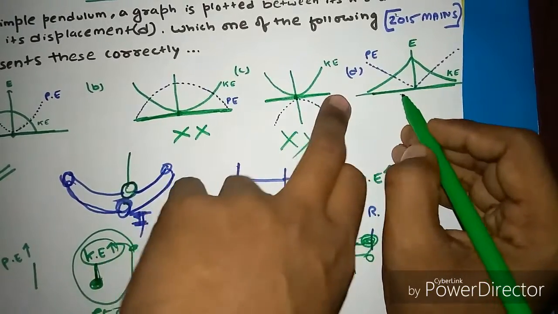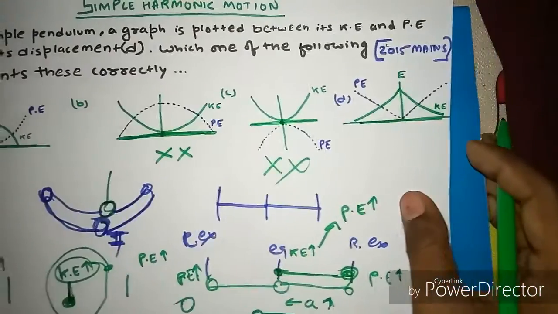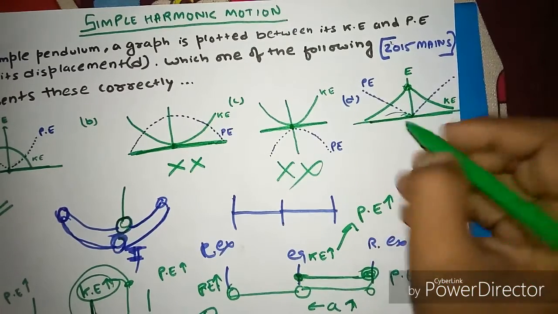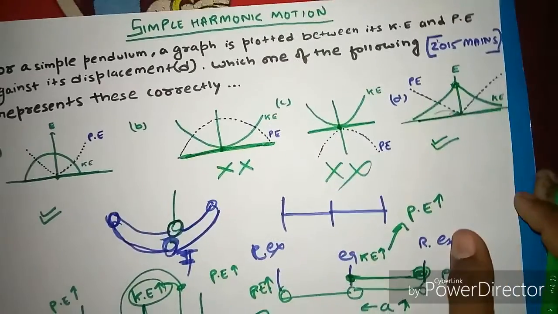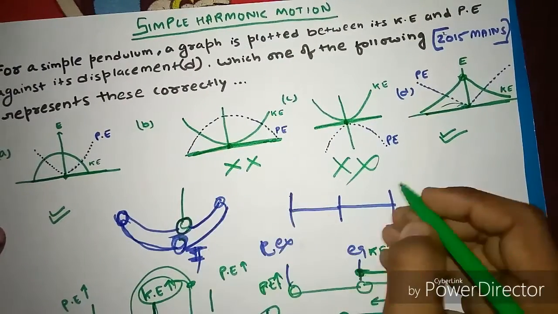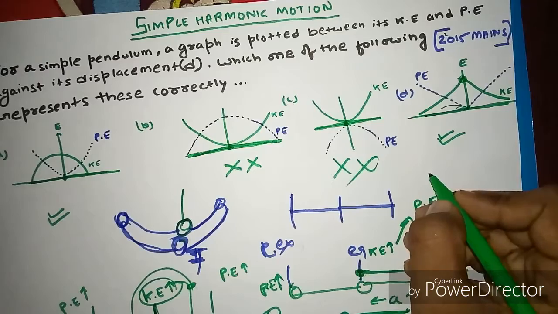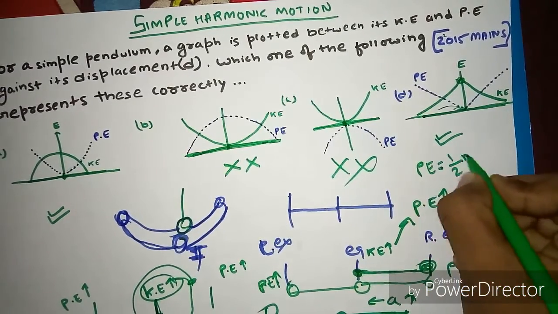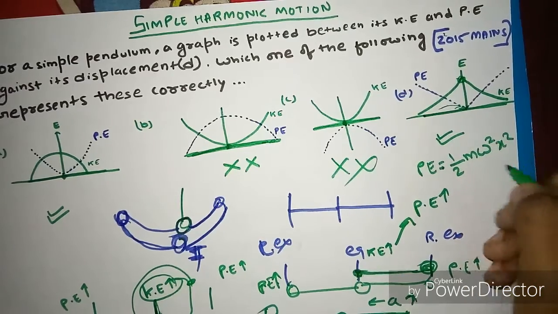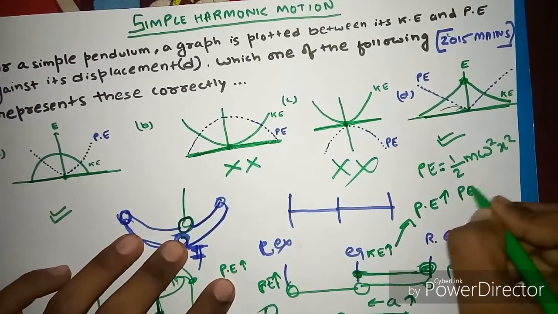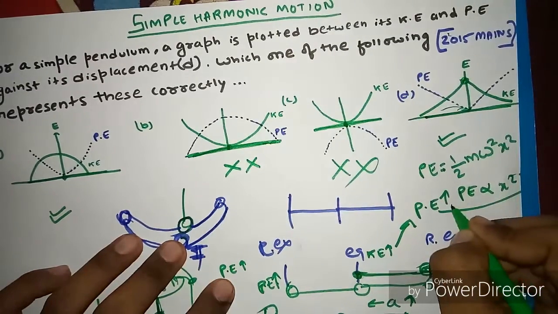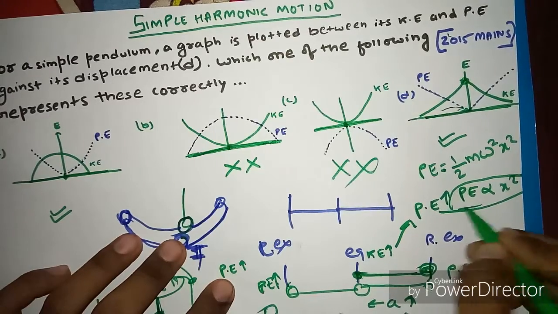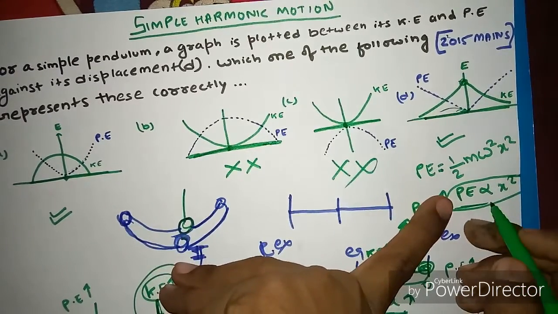But this graph, right, this option D, at origin it has the maximum kinetic energy, so this also satisfied, right? We know the formula of potential energy, that is P equals half m omega square x square. That means that P is directly proportional to x square, right? So potential energy makes a graph of parabola.